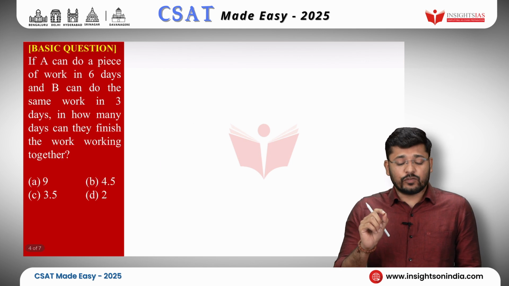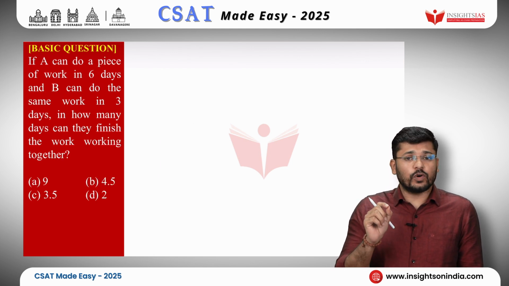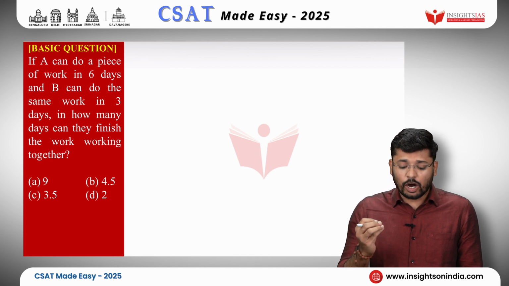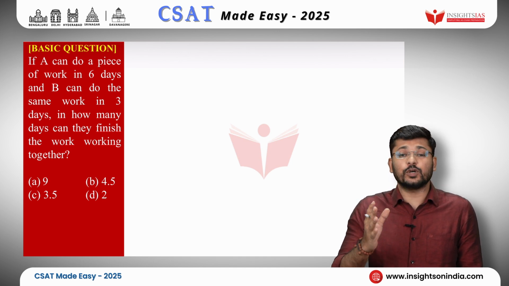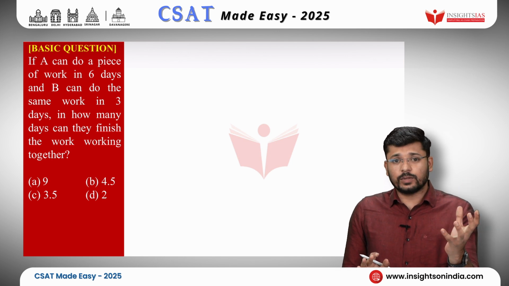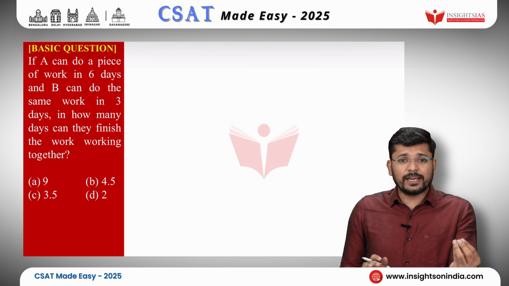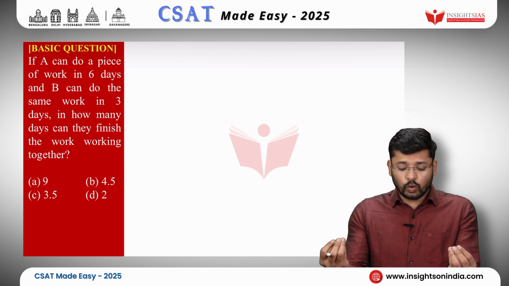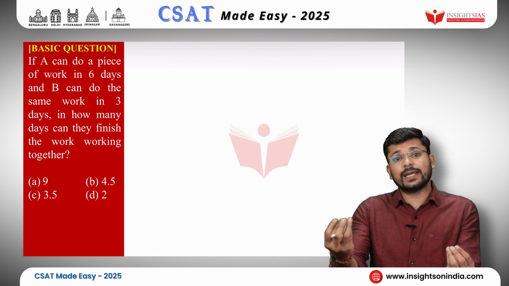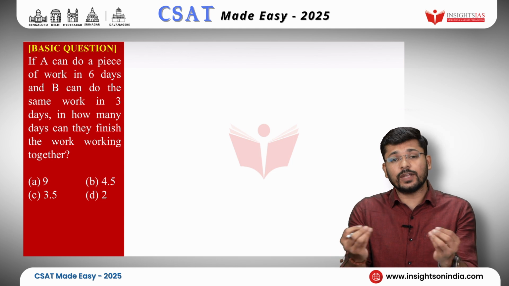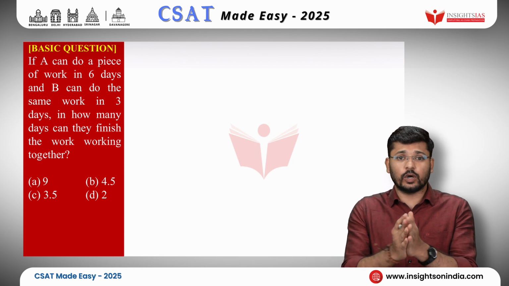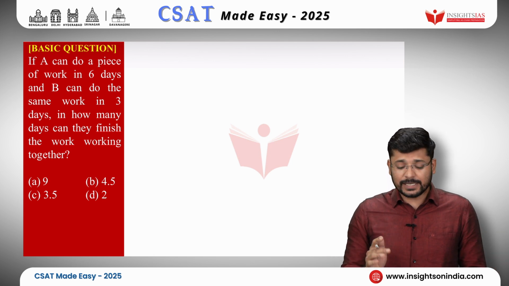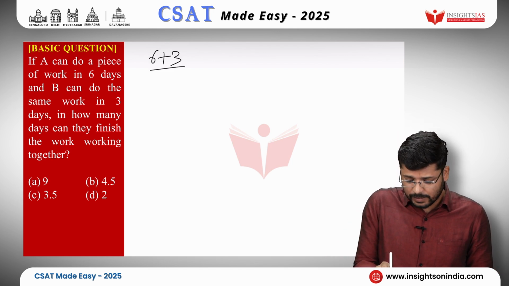Let's look at it. If A can do a piece of work in 6 days and B can do the same work in 3 days, in how many days can they finish the work working together? Okay, it is like this. Now there is a man A who, working alone, can do some work in 6 days, and there is another man B who, working alone, can do the same work in just 3 days. If they work together, if they join their hands and work together, how many days will they take to finish the work? Is it like 6 plus 3 divided by 2?